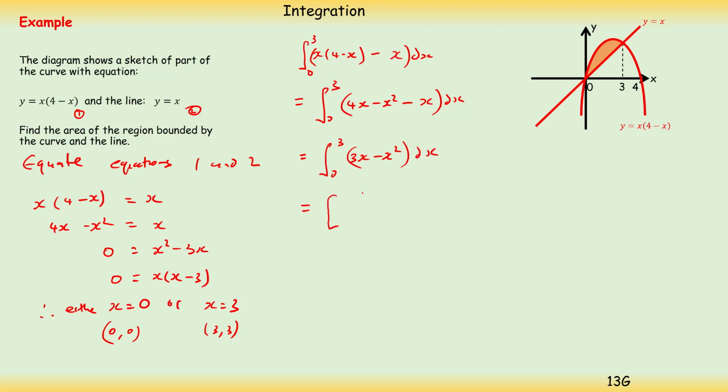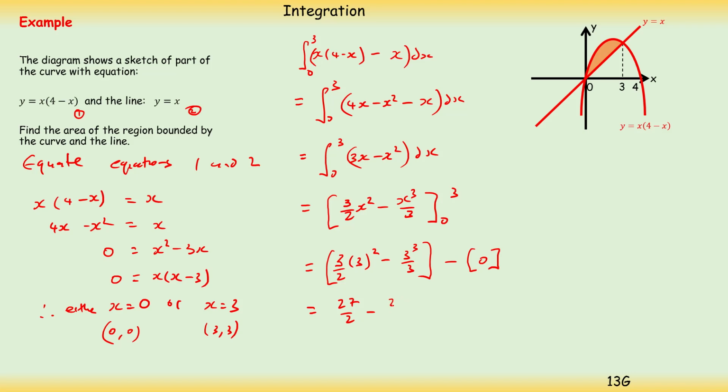Now I can integrate, and that leaves me with 3 over 2 x squared minus x cubed over 3 from 0 to 3, and substituting for 0 and 3, I get 3 over 2 times 3 squared minus 3 cubed over 3, minus, that's going to be 0 and 0, so minus 0. Simplifying, I've got 27 over 2 minus 27 over 3, which is equal to 13 and a half minus 9, which is equal to 4 and a half. And that's just the area, so it's square units.